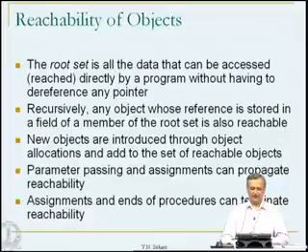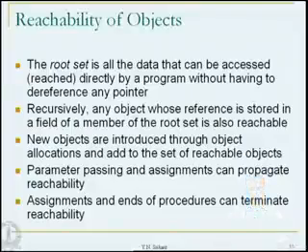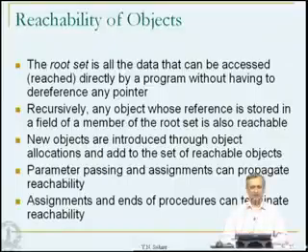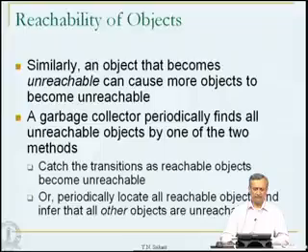Assignments and ends of procedures can terminate reachability. If I have A equal to B, both are pointers, whatever was pointed to by A is now destroyed, now B is copied to A. So, from now on that variable A points to whatever B points to. So, this assignment has ended the reachability of objects which were reached by A. Similarly, at the end of procedures, when I return from a procedure all the local variables are lost. So, the reachability of objects from those local variables is also reduced or affected. Similarly, an object that becomes unreachable can cause more objects to become unreachable. I will show you a picture to demonstrate this.